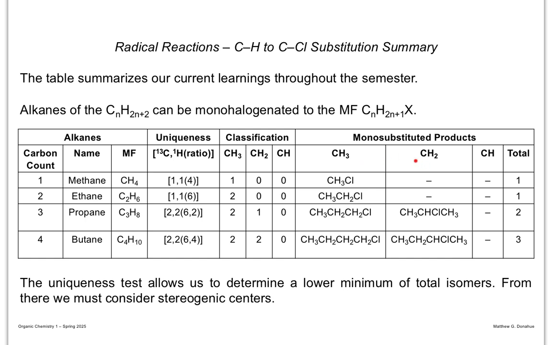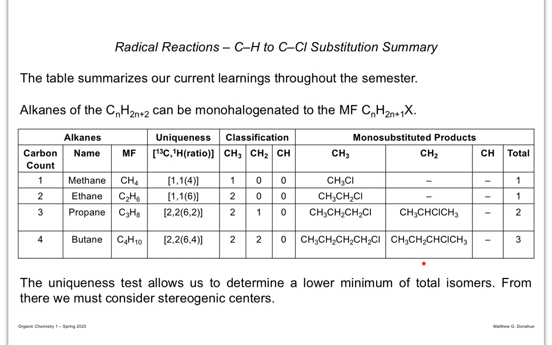And then for the mono-substituted products, we can see the total number here, 1, matches that 1 number there. 1 matches 1, 2 matches the 2 unique sets. So each unique type can get substituted for halogen. And then when we get up to butane, we see that butane had 2 unique sets, but overall it gave 3 total products, and that's because when we substitute at the secondary position, we can generate stereoisomers.